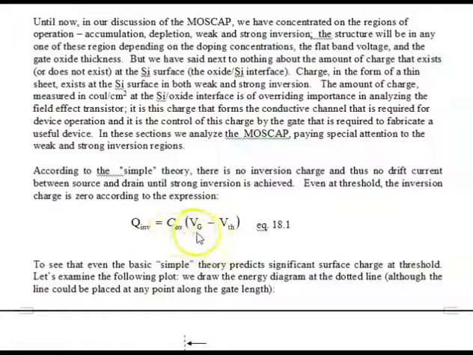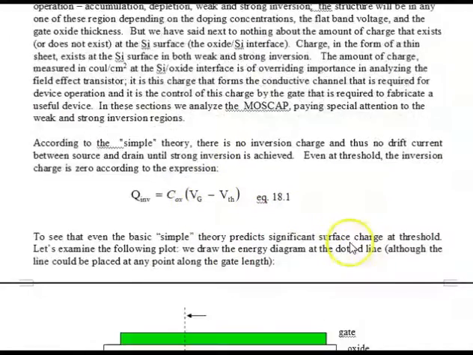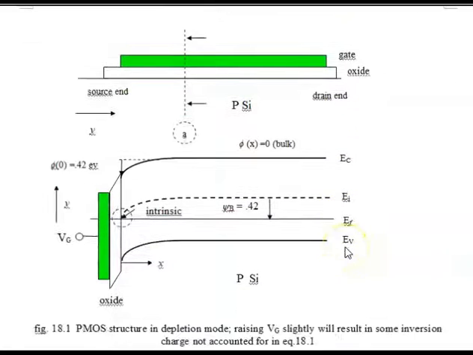Okay, we need a relationship between charge and voltage, and of course that is the basic relationship, which says that charge Q is equal to capacitance, in this case oxide capacitance, multiplied by voltage, and it's the voltage above threshold. Okay, so this was the figure that we started to look at last time.